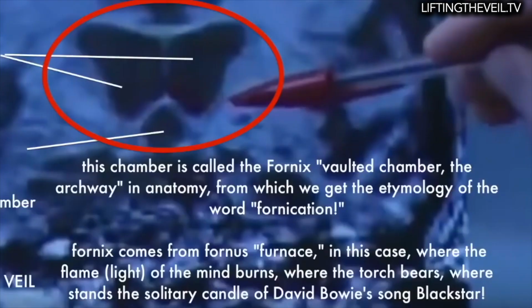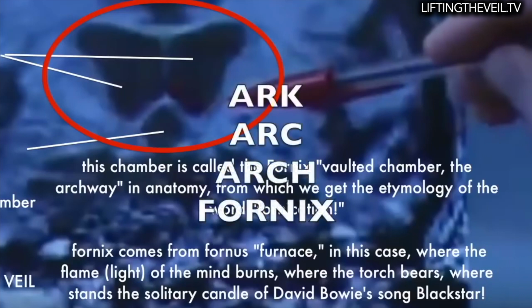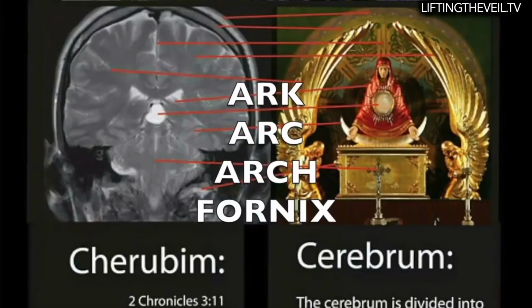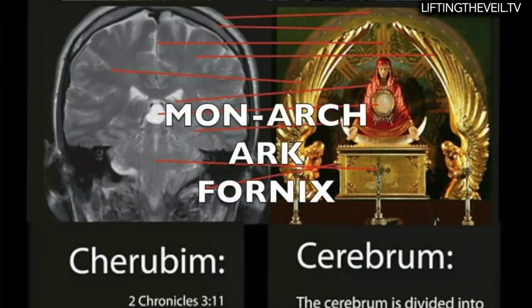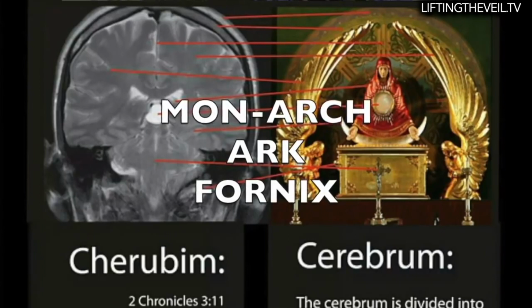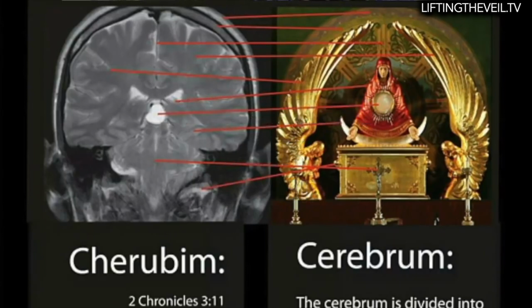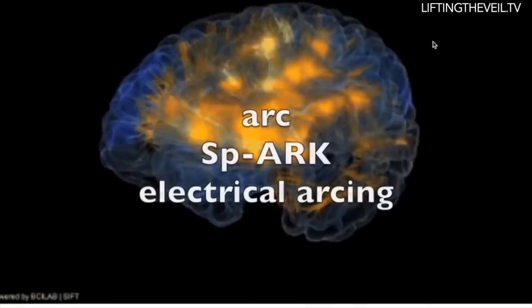And this monarch image here, the hypothalamus, the optic thalamus region, is also where the Ark of the Covenant is. The Ark of the Covenant, meaning an archway, as in the fornix, the vaulted chamber, the vault of heaven. The two wings of this monarch correspond to the two cherubim, which guard the Ark of the Covenant, which are two sphinxes, whose wings are touching.